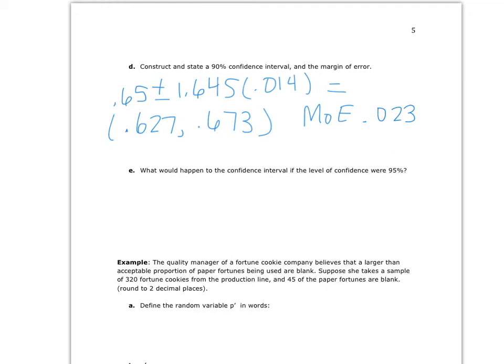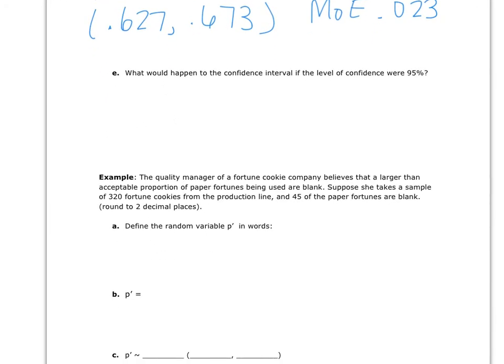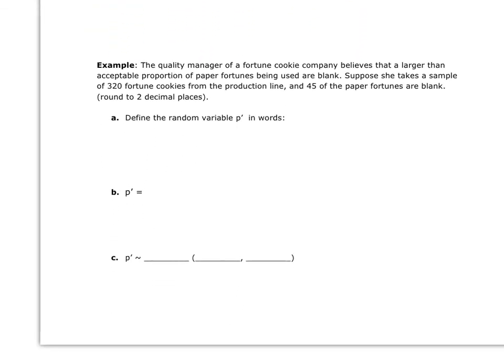Okay, now what would happen if we were to increase the level of confidence to 95%? All right, so a little bit of a refresher here. When we increase our confidence, we have to give something up. So the confidence interval will be wider. We lose precision when we gain confidence. Okay, let's look at this next one.